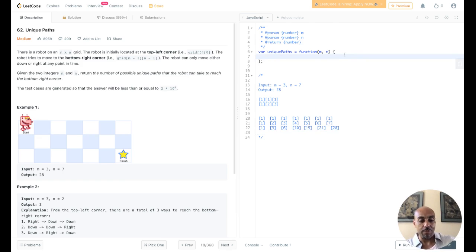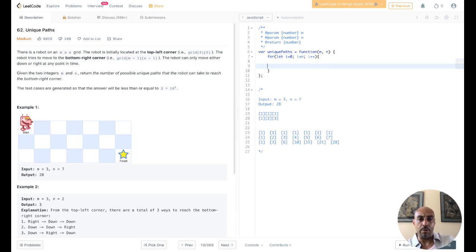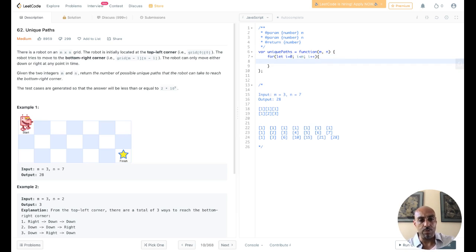Now let's actually try to write some code for this. So we're going to iterate over m and n. So let's do for let i equals 0 such that i is less than m, i plus plus, and then we're going to iterate over this. This is a matrix, right? So we have two for loops. For let j equals 0 such that j is less than n.